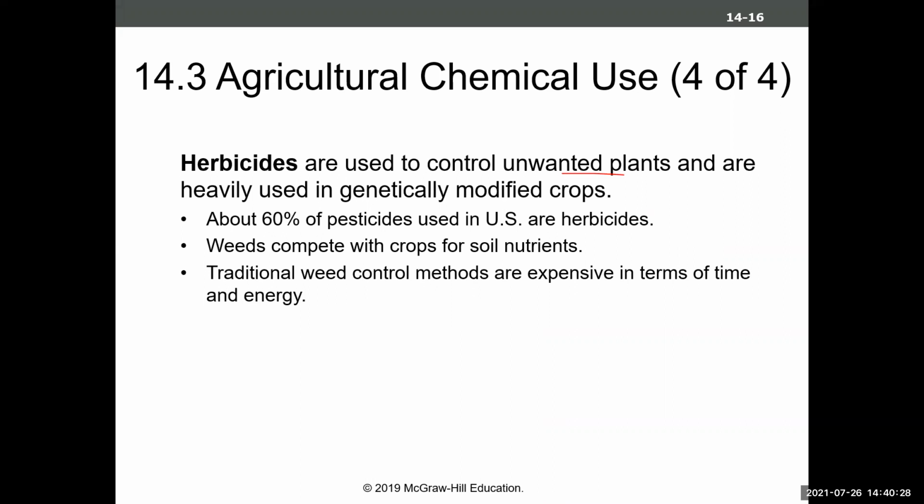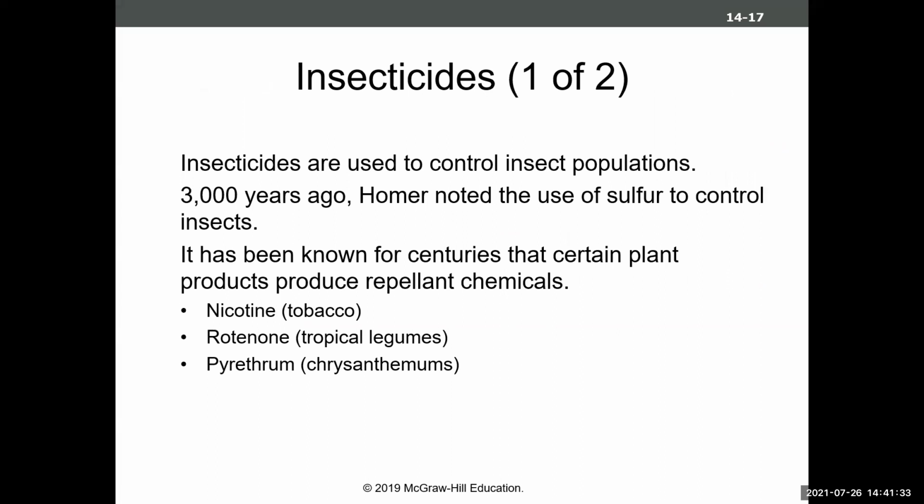Herbicides control unwanted plants and are used really heavily in genetically modified crops. In the US, a majority of the pesticides used are herbicides. The big reason you want to get rid of weeds is that they compete with your crop for soil nutrients and water. That means fewer resources for your crops, so they're not going to be as productive. Traditional weed control methods are expensive in terms of time and energy. Going out and manually controlling those weeds with human labor is very time consuming, so farmers can use these pesticides to get rid of those plants a lot faster. But again, the downside is they don't target just one species. They target non-target species as well, which could be a big problem.